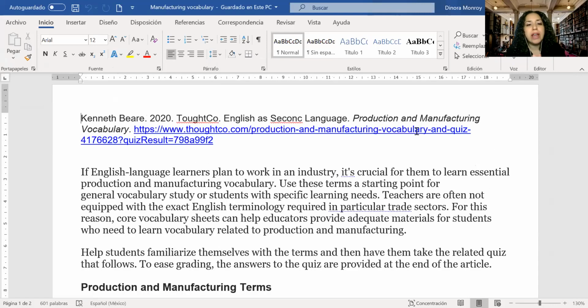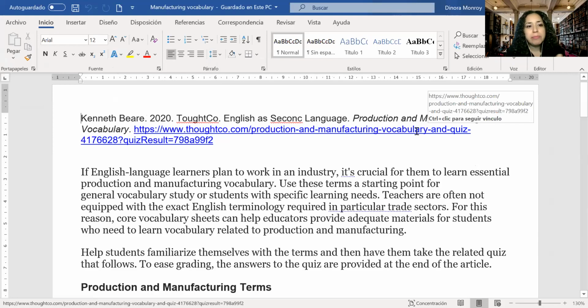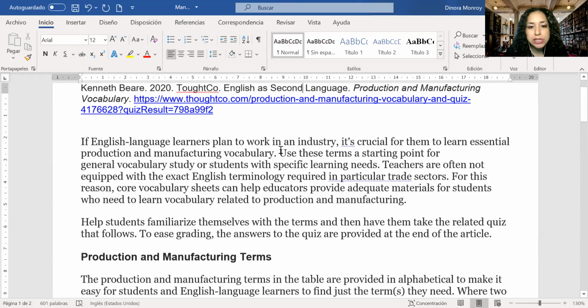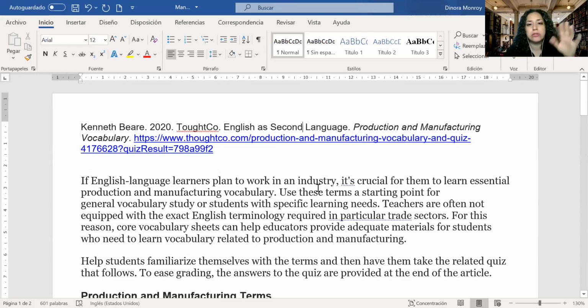So this document, I took it from this web page that is called ThoughtCo. Oh, I made a mistake here, sorry. It's called English as a Second Language and the topic is production and manufacturing vocabulary. If you don't want to just go through this document, you can just go and click on the link and you are going to automatically be redirected to the web page.